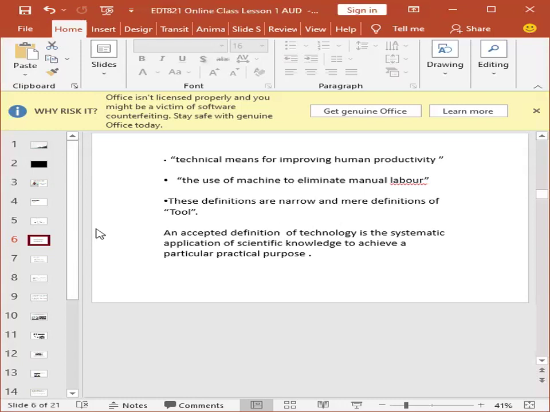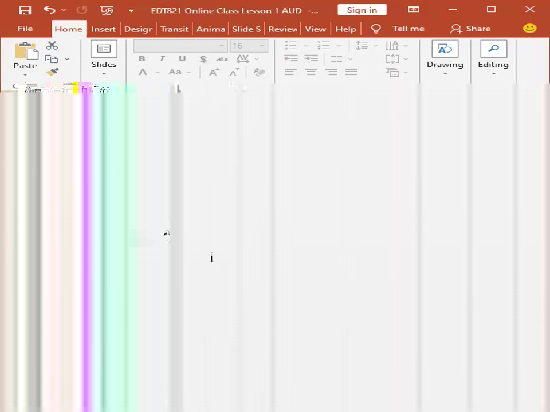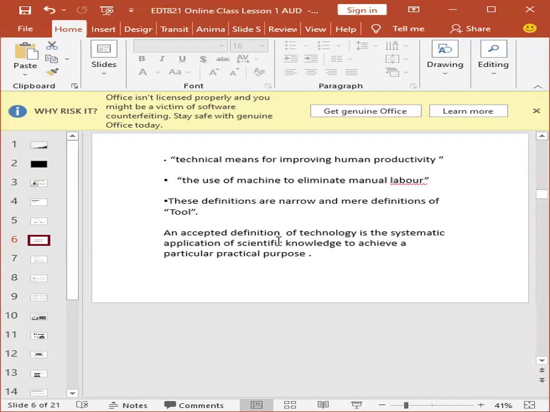An accepted definition of technology is the systematic application of scientific knowledge to achieve a particular practical purpose. That is, a systematic application of scientific knowledge to achieve a particular practical purpose.